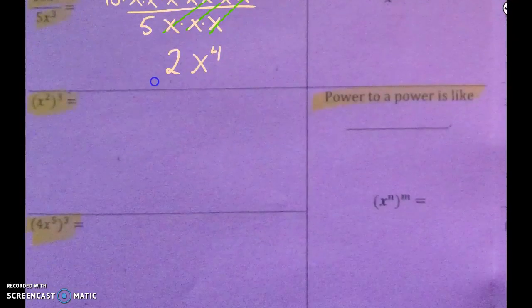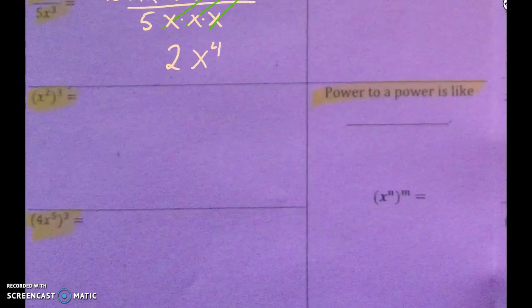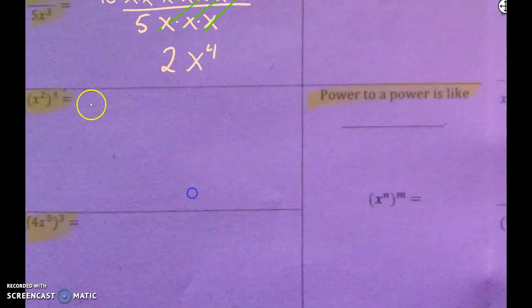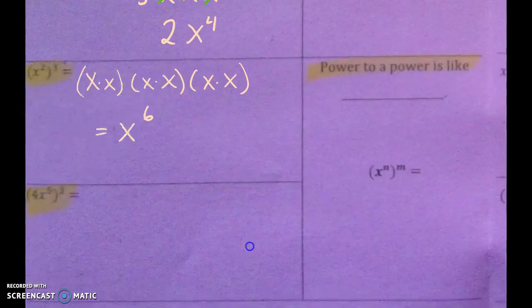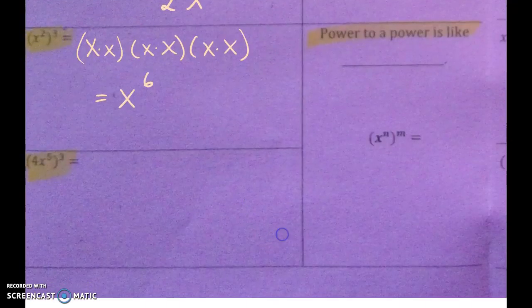Okay, moving along, we have a power to a power. So x squared to the 3rd power is x squared 3 times, which is then x to the 6th. 1, 2, 3, 4, 5, 6. We know that 2 times 3 is 6, so we might think, okay, maybe there's something to that. When it's a power to a power, maybe we're multiplying the exponents.